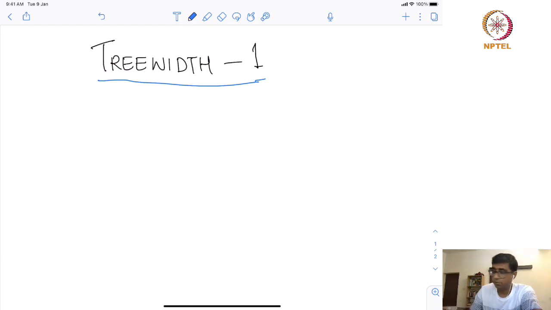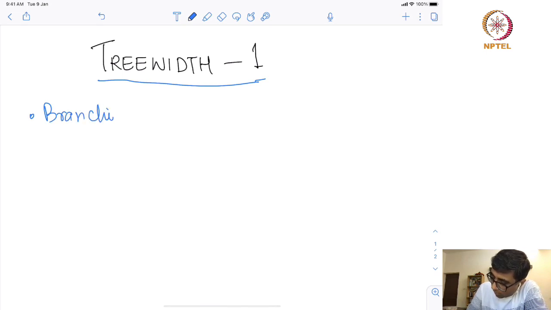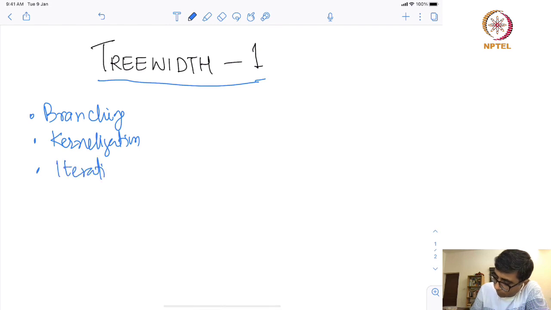Welcome to week 5 of the course. Up until now, you have seen 4 important techniques in the field of parameterized complexity, including branching, kernelization, iterative compression, and randomized methods.